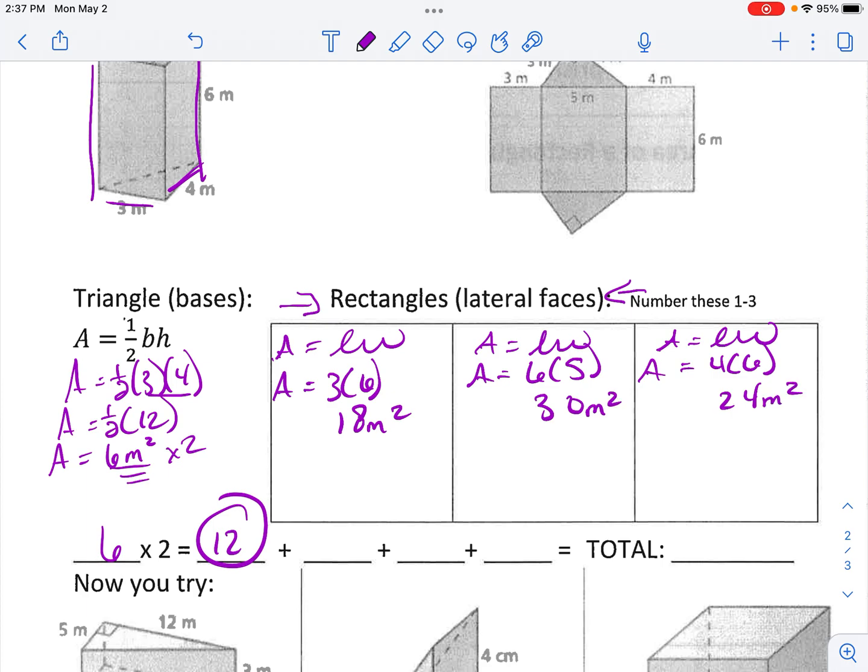So I have the 2 bases of the triangle, which are 12, and then we're going to add all the lateral faces to get a total. So 12 for the triangles, 18, 30, 24. The area of that triangular prism is 84 meters squared.